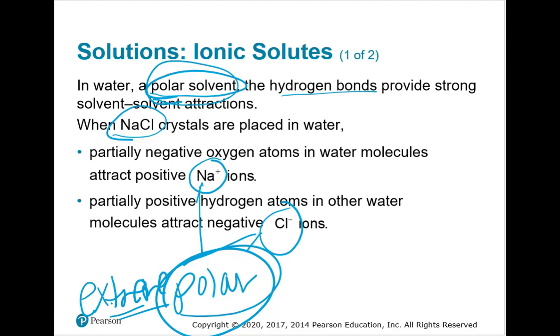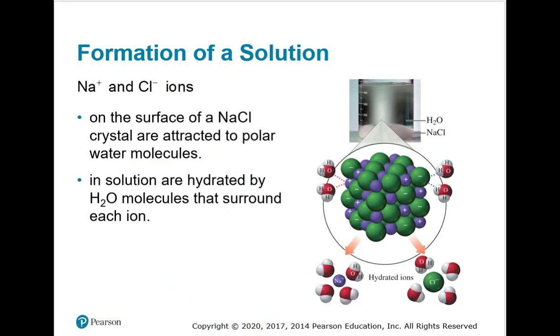Because like dissolves like, and it dissolves in water, that Na+ ion is going to be very attracted to the partially negative oxygen atoms, and the Cl- ions are going to be very attracted to the partially positive hydrogen atoms. So let's look at this solution of NaCl in water. On the surface of an NaCl crystal, we can see the different attractions to the water molecules. The Na+ ions are attracted to the O's on water, and the Cl- ions are attracted to the H's on the water.